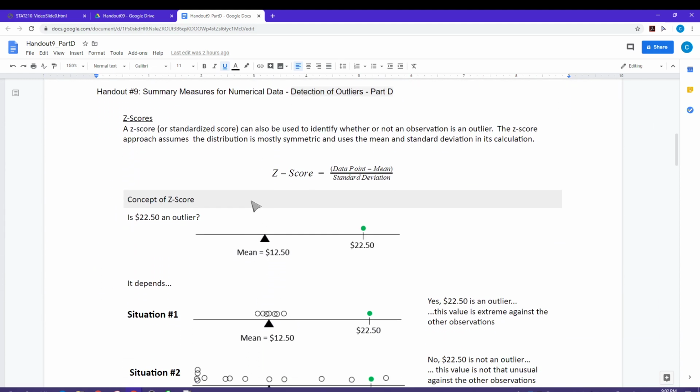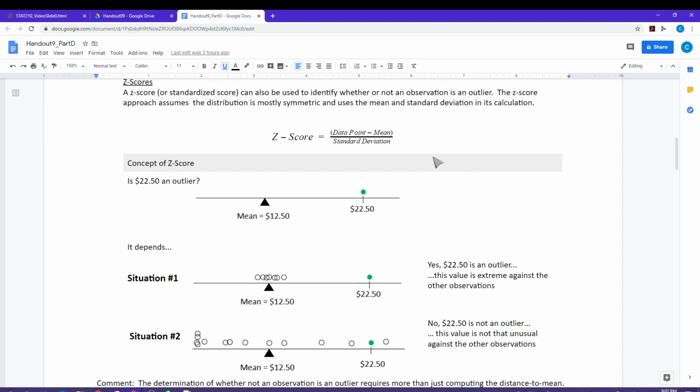So the Z-scores. Let's talk about the Z-scores or the standardized scores. They are again used to identify whether or not an observation is an outlier. These Z-scores assume that the distribution that you're working with is fairly symmetric. And this Z-score uses the mean and standard deviations in its calculation. So one caveat about using the Z-score is that it's trying to identify the outliers, but the mean and the standard deviation can be messed up by the outliers. So we're kind of in a catch-22 here.